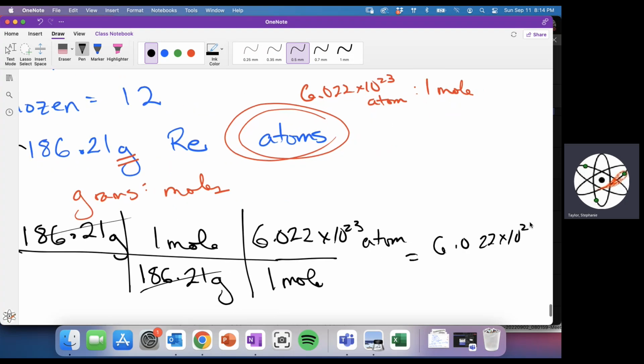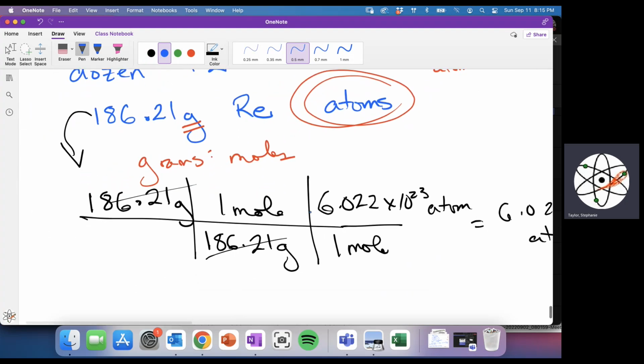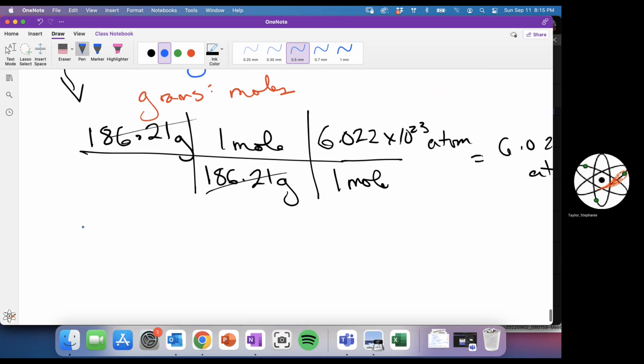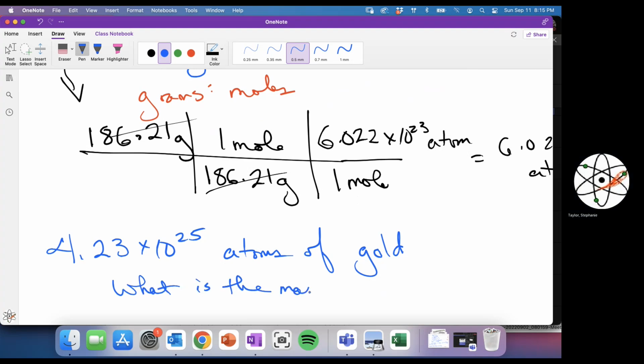I will go ahead and do one more example so that we can go backwards. But essentially, whenever we have atoms, that's when we're going to want to use that big number. Because otherwise, moles are usually smaller than that. So I could also say, well, what if I had something like 4.23 times 10 to the 25th atoms of gold, and we'll say, what is the mass in grams?